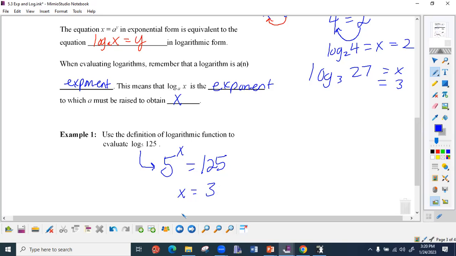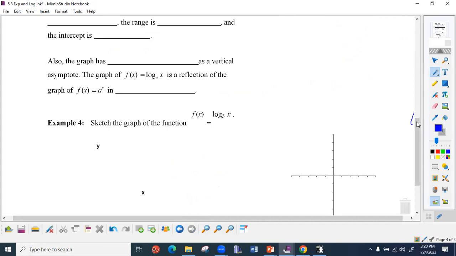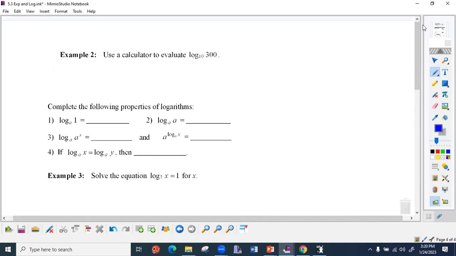All right, we're going to look at an example where you can't do it this way, and how we have to resort to using a calculator. If we have log base 10 of 300, we're saying 10 to the what power equals 300. Well, is a power of 10 going to give me 300? No. 10 to the 1 is 10, 10 to the 2 is 100, 10 to the 3 is 1,000. So my only option to calculate this is using the calculator to get an approximate value.